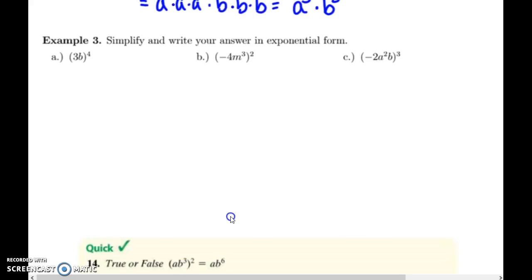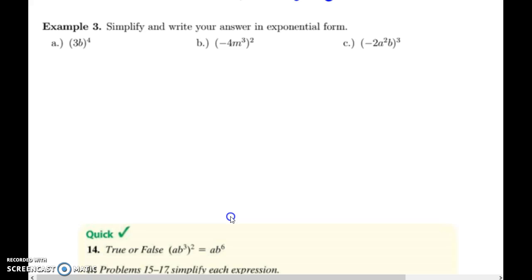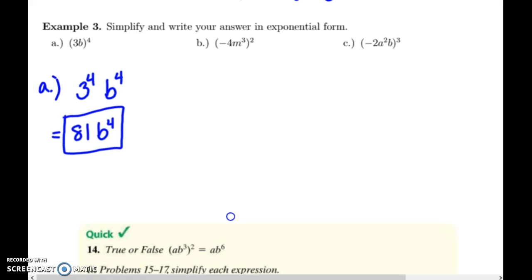So example 3, part A is not going to be too bad, but we'll see that B and C we're going to have to combine with the power rule that we just learned about. Okay, so part A, 3B to the 4th power. We now know that we need to raise 3 to the 4th and then B to the 4th. There's not much we can do with B to the 4th, but we could write 3 to the 4th as just a number. You could put it in your calculator, but it's 81. 81 B to the 4th.